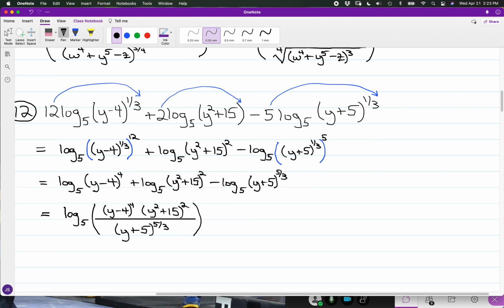Y minus 4 to the 4th. Okay, you got 1/3. Think about here, to the side you got 1/3 times 12. You're going to multiply the powers together, and that's 12/3. And that reduces to 4. That's where that 4 came in.